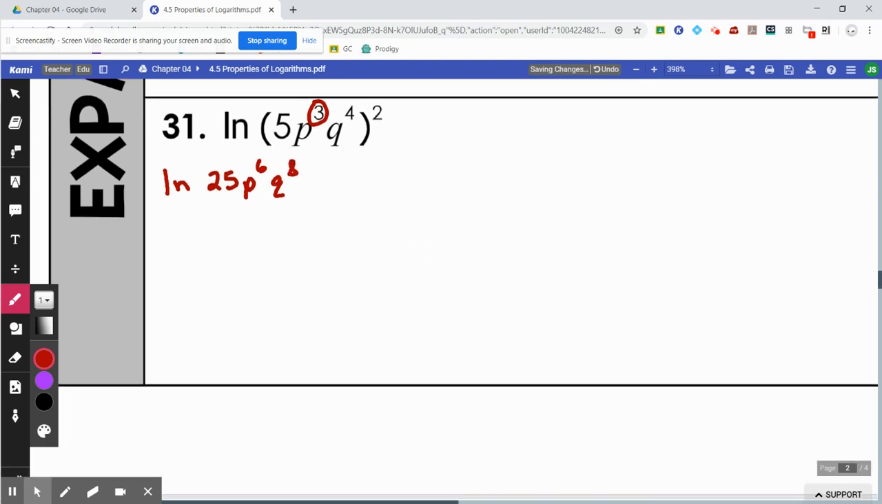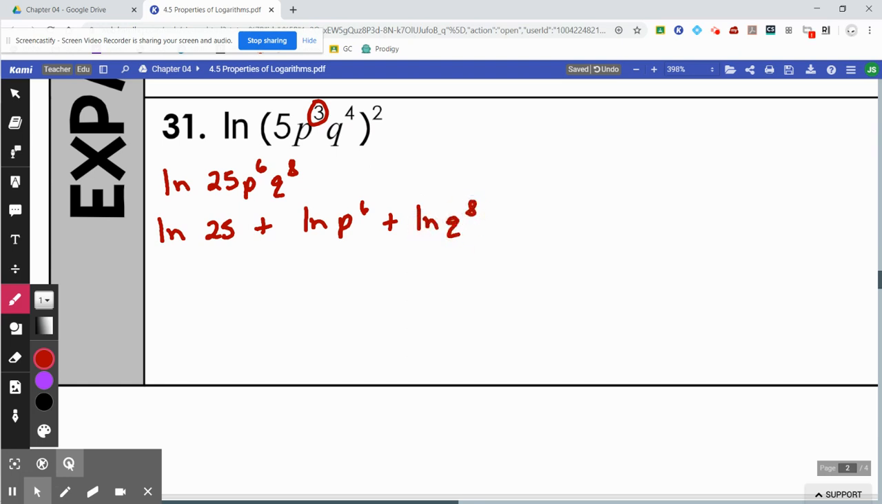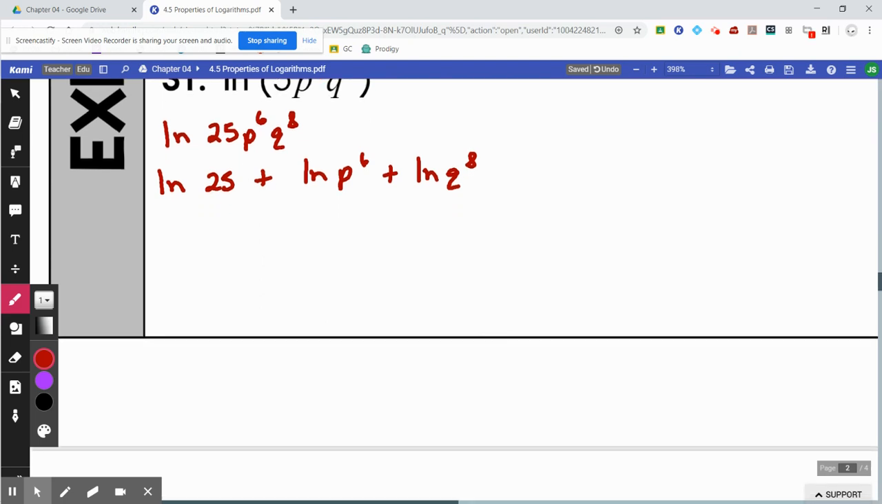Now you have the natural log of a product, so we're going to split it into the natural log of 25 plus the natural log of p to the 6th plus the natural log of q to the 8th. So the product rule works if you have 3 or more products as well.